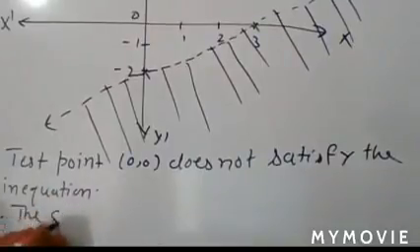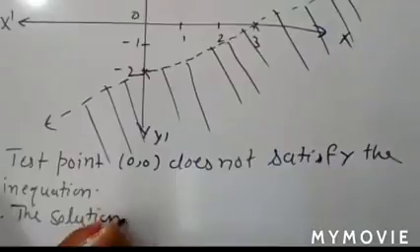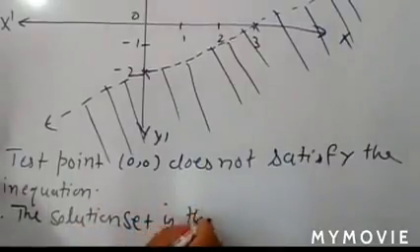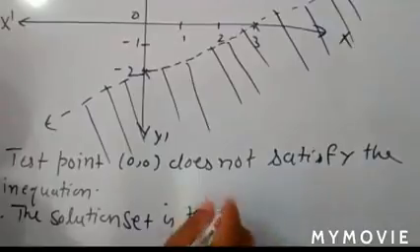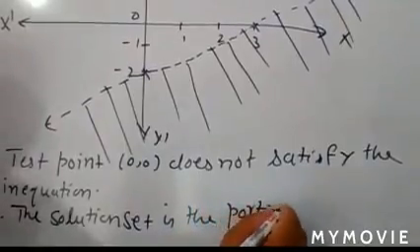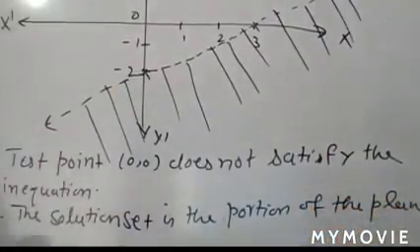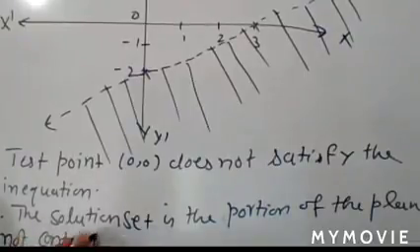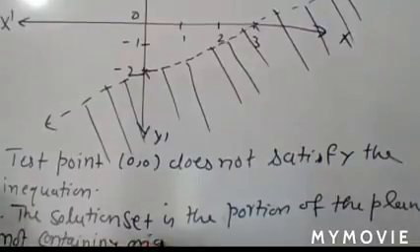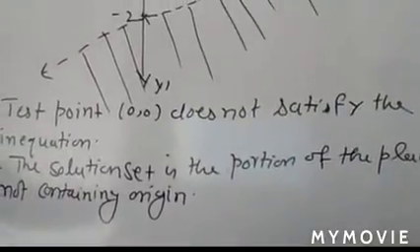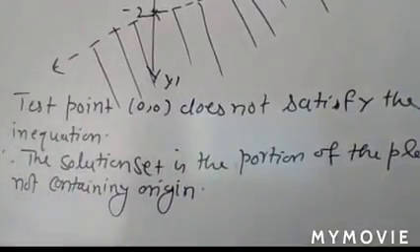So the solution set is the portion of the plane not containing origin. So in this way you can explain your answer. Understand? You have to write in this way. Your explanation means final answer. Write it.